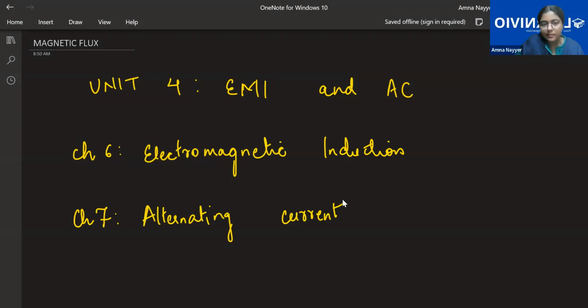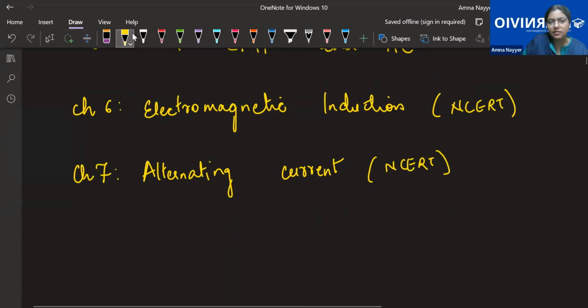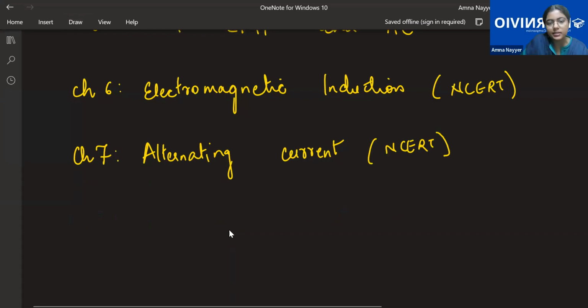This is the 4th unit, EMI and AC. Chapter 6 is electromagnetic induction. Chapter 7 is alternating current. And both are from your NCERT. In this same manner, they are given in your NCERT. Now, when we start with the chapters, I'll start with chapter EMI first, as given in the sequence.